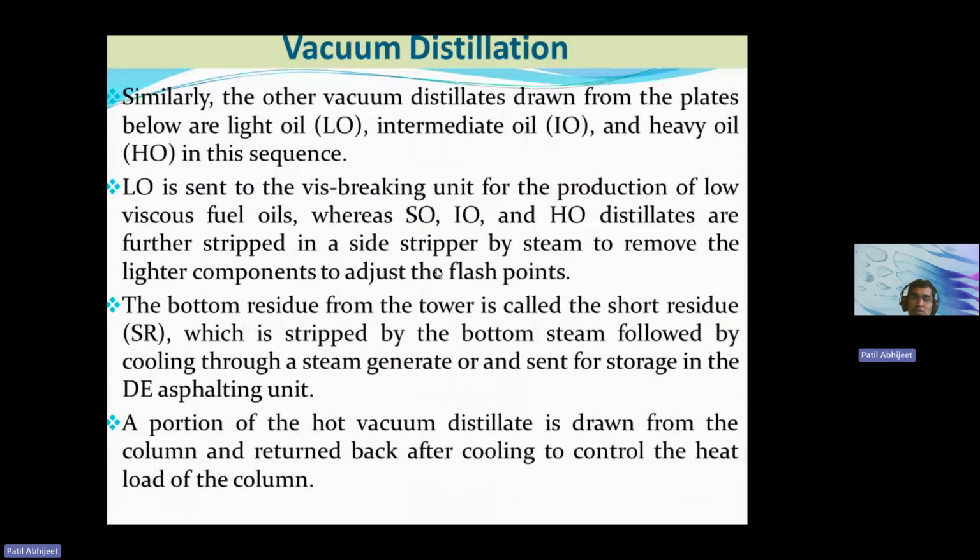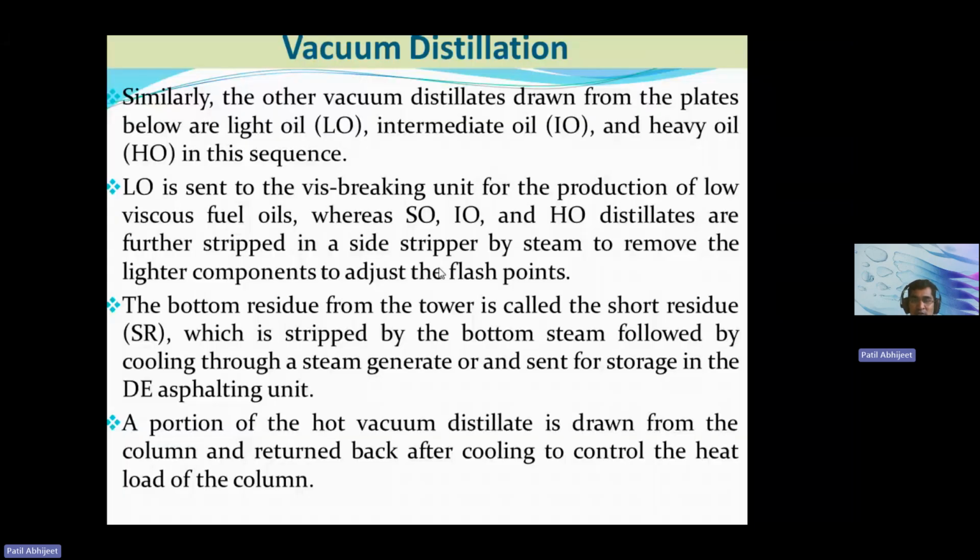Then the bottom residue from the tower is called the short residue, SR, which is stripped at the bottom by means of steam, followed by cooling, where steam generation occurs, and it is sent for storage in the de-asphalting unit. So de-asphalting is the next process after that. A portion of the hot vacuum distillate is withdrawn from the column and returned after cooling to control the heat load.